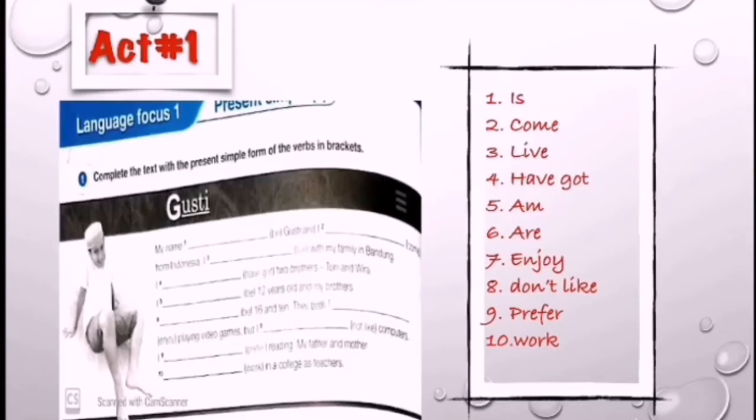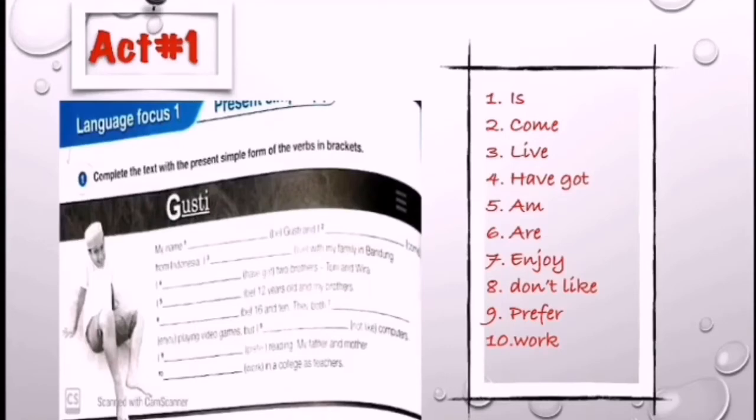Because with I we use am, not is, not are. My brothers dash 16 and 10. My brothers are 16 and 10, because brothers are plural. They both dash playing video games. They both enjoy playing video games.